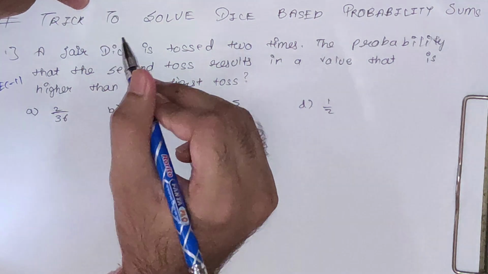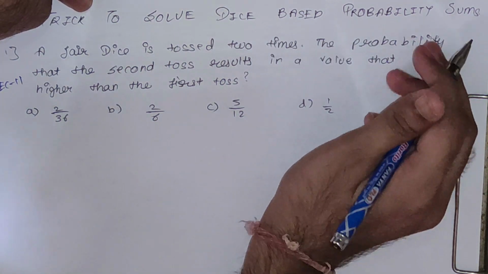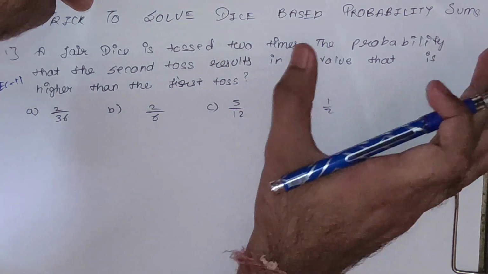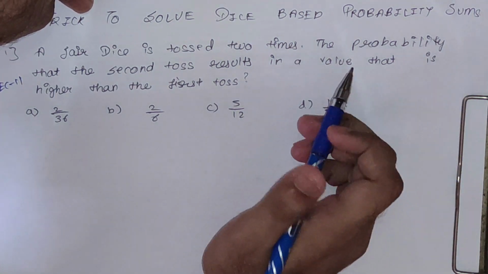Hello friends, today we are going to see the trick to solve dice-based probability sums. Let me tell you, we are going to see both the basic level tricks as well as advanced level tricks. So let's jump directly to the sum and there only we will see the trick.